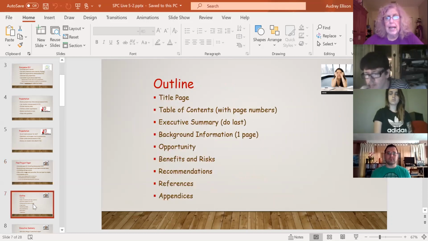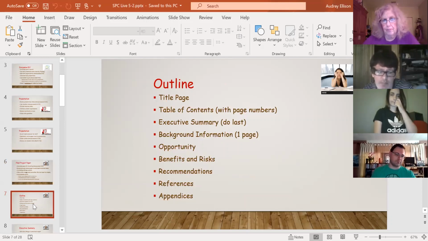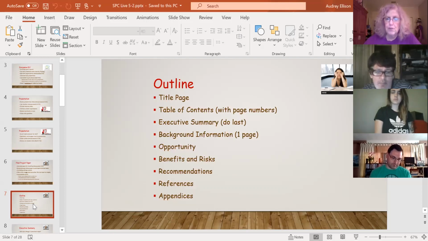So let me go to the outline for the final paper. The first thing is a title page. Next is your table of contents, and you list the page numbers on there. Your executive summary, and I'm going to talk more about that in a second, is done last but comes first. The executive summary is for the executive who doesn't necessarily read. So you're summarizing the key points made in the paper.